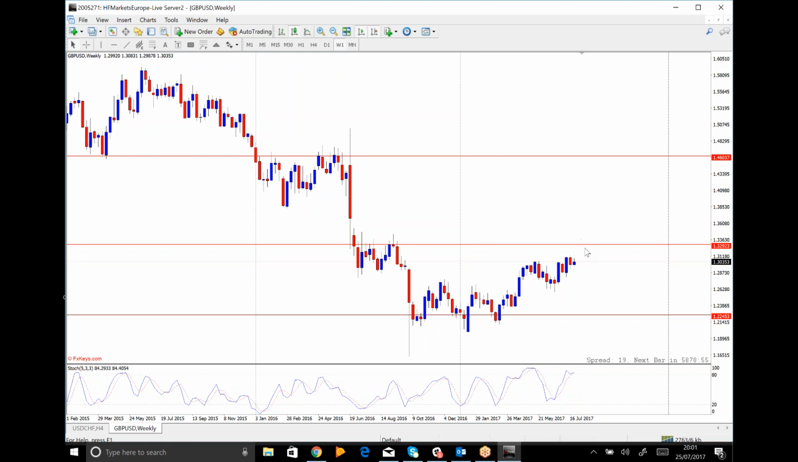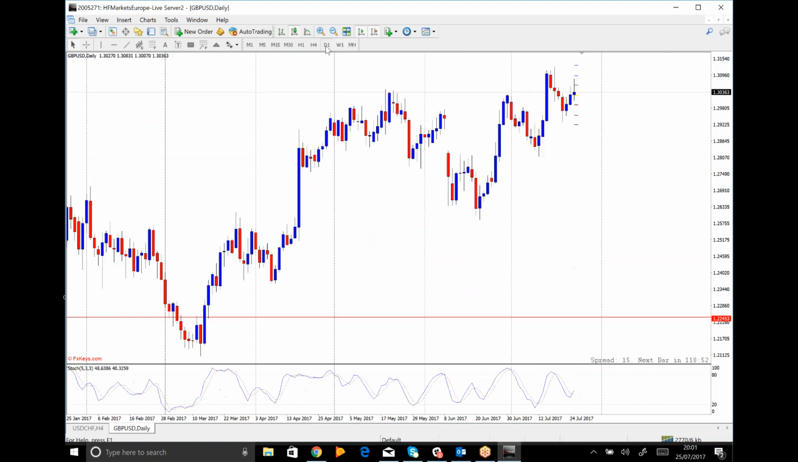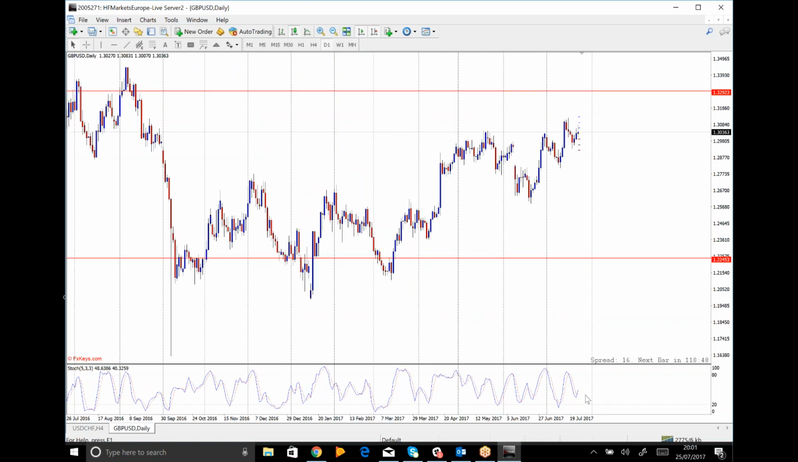I think price is looking to rally up here, and then we're going to get our trade. Daily stochastic, I'm not liking, but it has crossed over. It's a textbook ABCD pattern. Textbook.